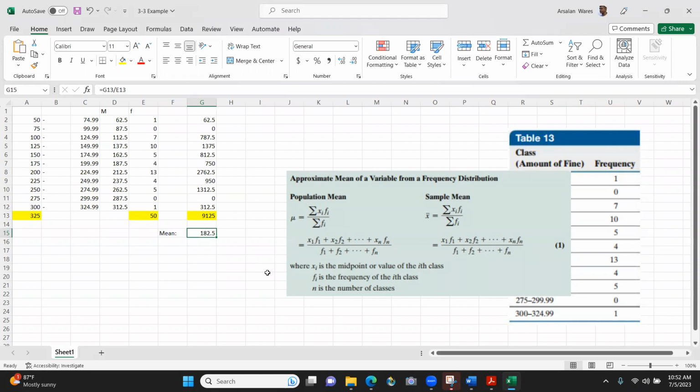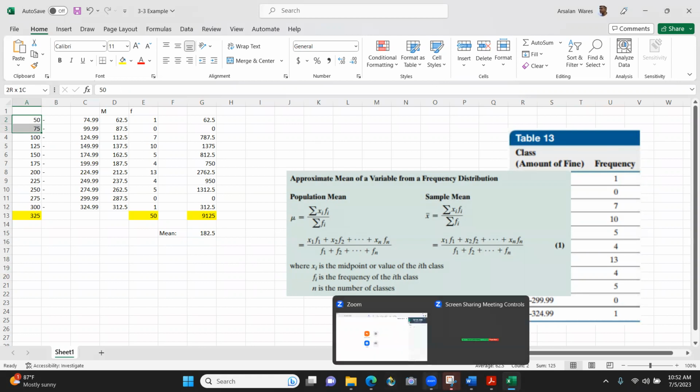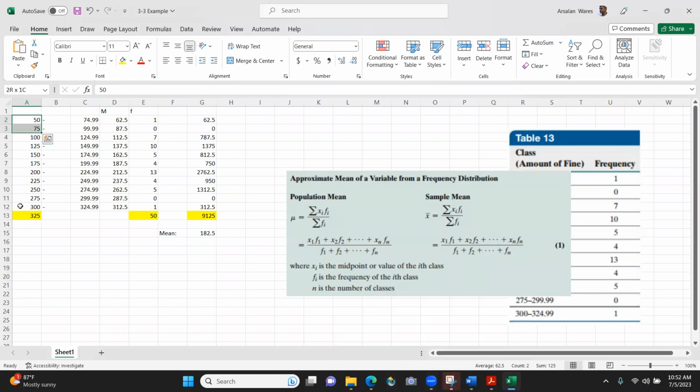All you have to worry about is the midpoint. How do we find the midpoint? We add the lower end points of the intervals and divide by 2. And I do the same. The last one is a little bit of a problem, but you can think of it as the next one coming up. If it's all going up by 25, the next one has to be 325. It doesn't take a long time if you're doing it using Excel.